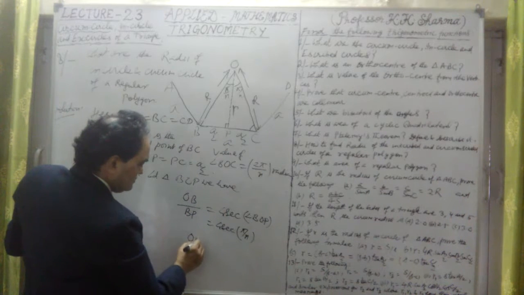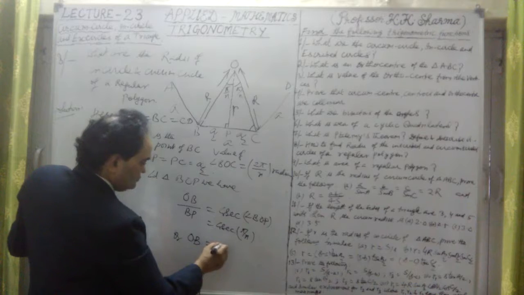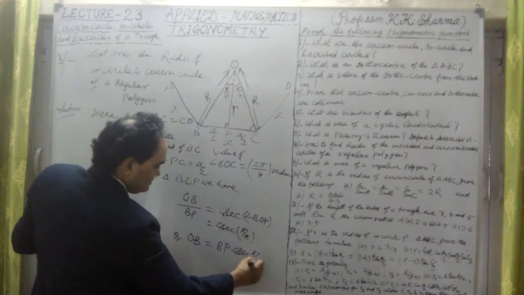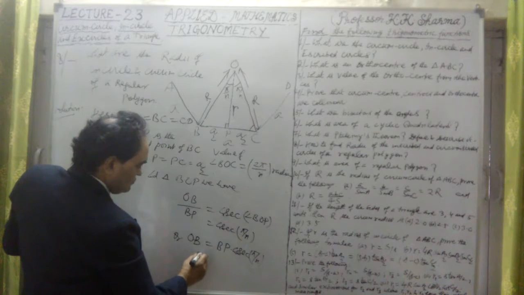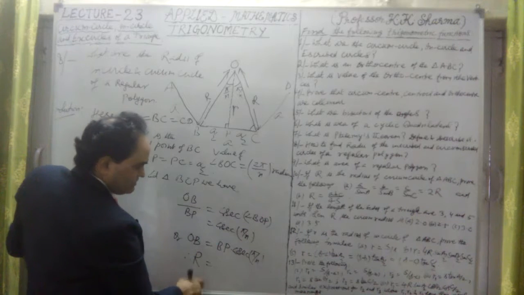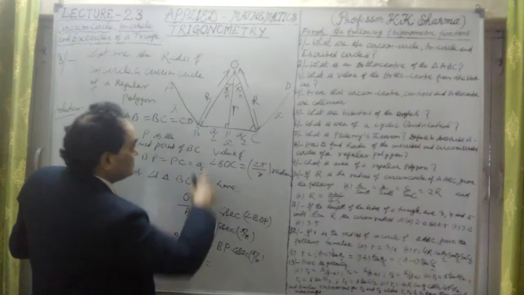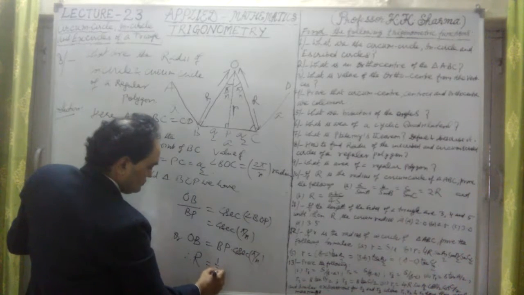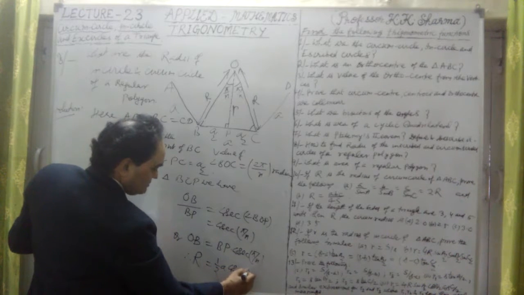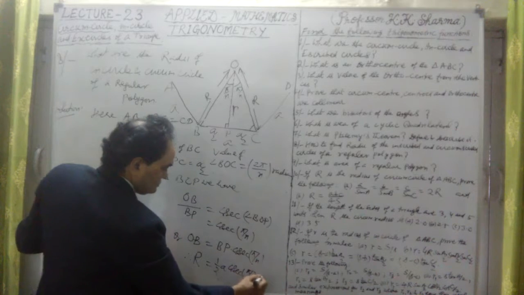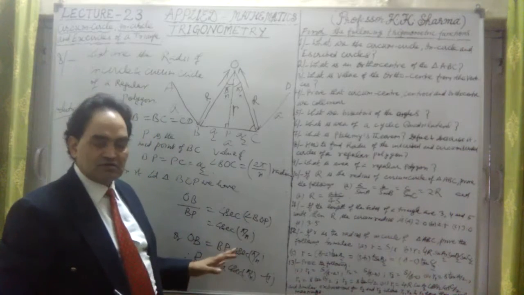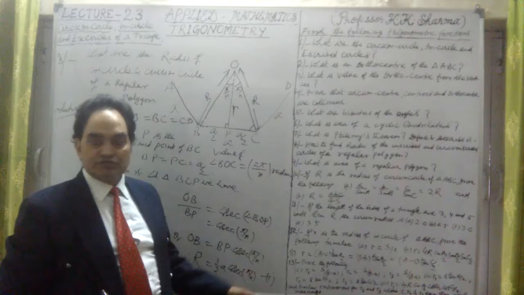Therefore OB is equal to BP into cosec pi upon n. What is BP here? OB is capital R. Therefore capital R is equal to BP, and BP is a by 2, so R is equal to 1/2 a into cosec pi by n. So this is the value of the circumradius, capital R is equal to 1/2 a cosec pi upon n.